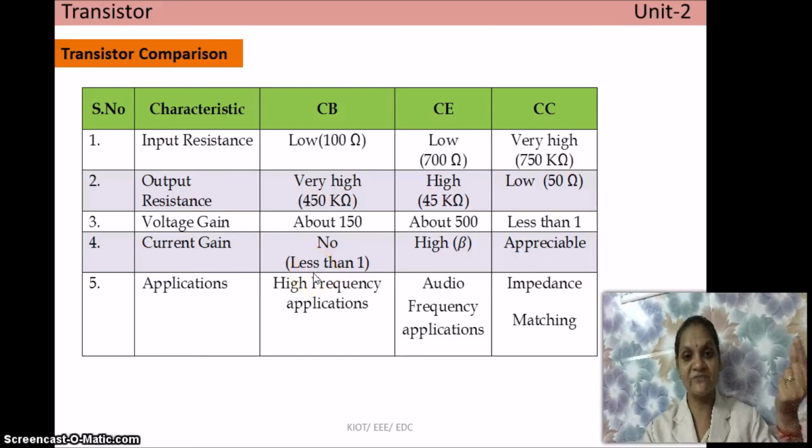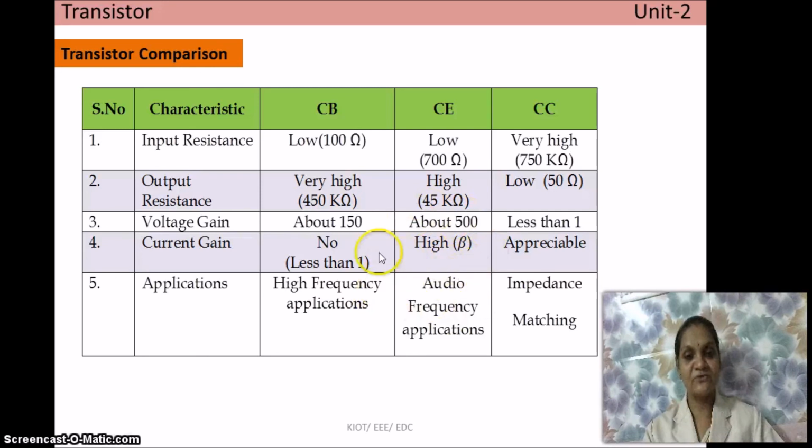Why is it for high frequency applications? Here the output resistance will be very high, whereas when you compare to common emitter, it is somewhat less compared to common base. In common emitter, the input resistance is low and the output resistance is somewhat high, but not that high compared to common base. Voltage gain is somewhat increased. Current gain is beta, and beta varies between 20 to 500, so we can say high beta.